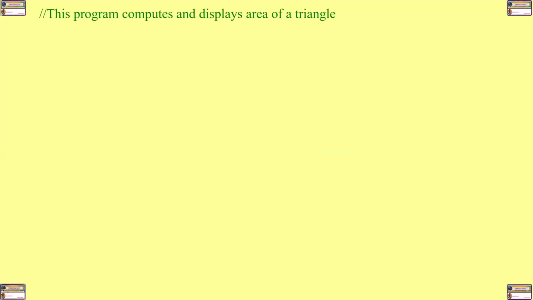So as usual, we have our comment there. It's computing and displaying the area of a triangle. Then we have #include <iostream>. We have using namespace std.